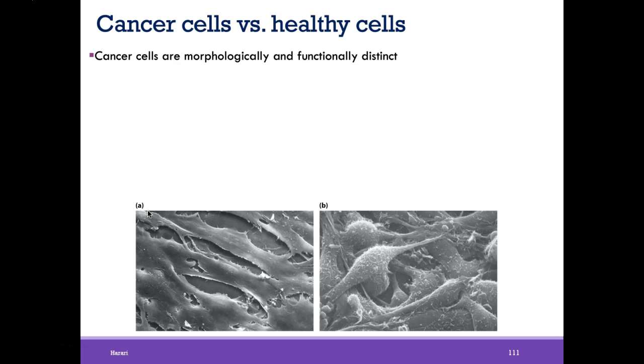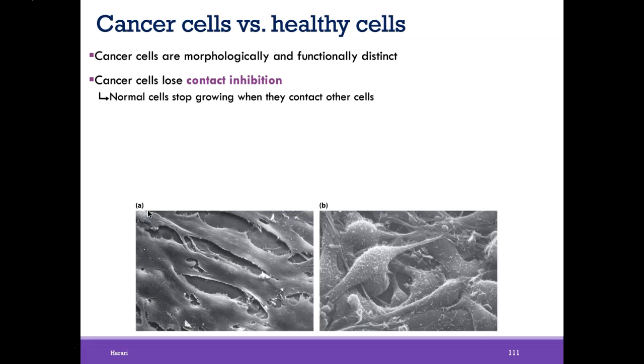I want to talk about how different cancer cells are from healthy cells. So they're morphologically, meaning shape and structure, but also functionally distinct. Cancer cells lose contact inhibition. Normal cells have what's called contact inhibition, meaning they stop growing once they contact each other. So they never grow on top of each other. Cancer cells don't care. They'll grow right on top of each other. They don't stop growing even when they contact each other.